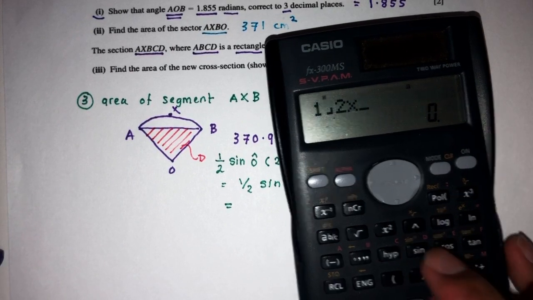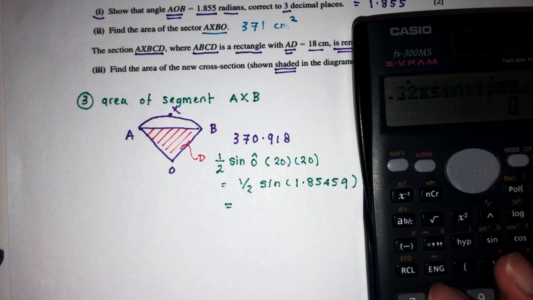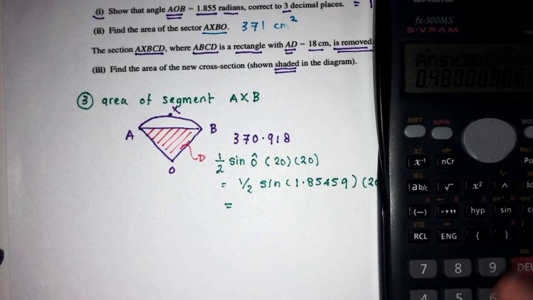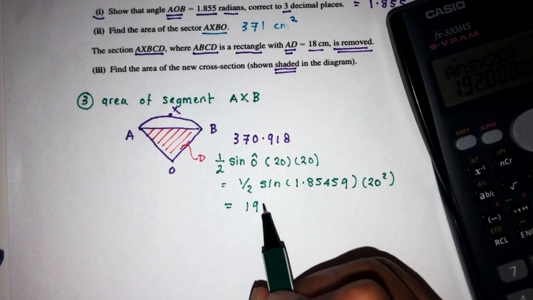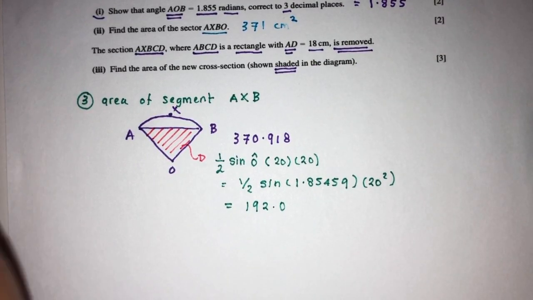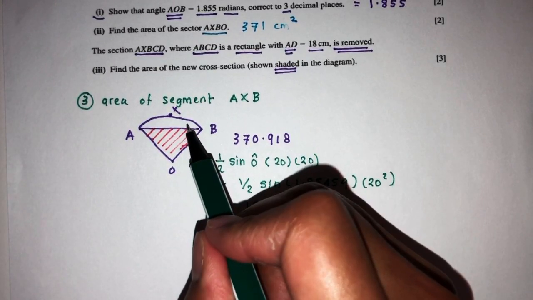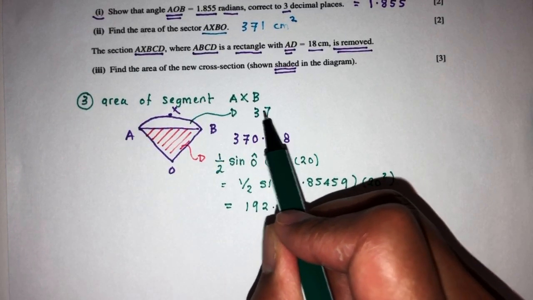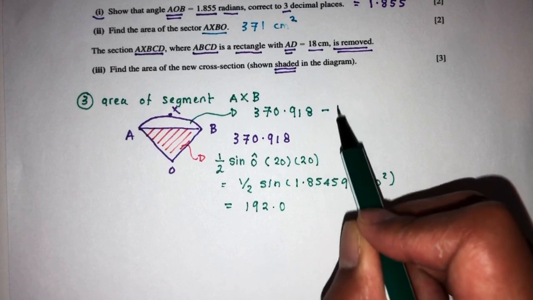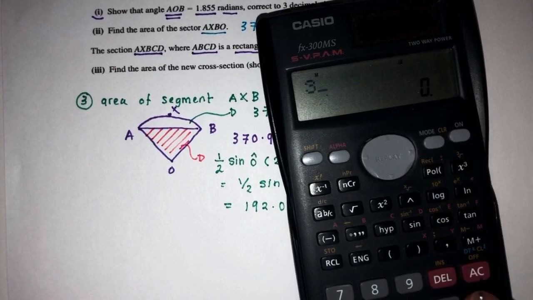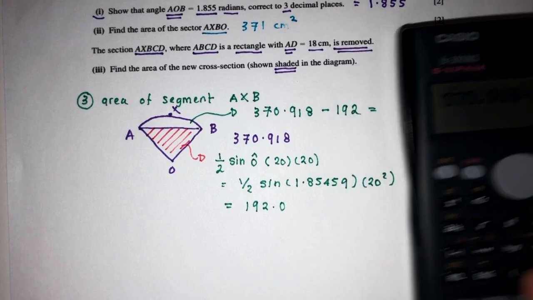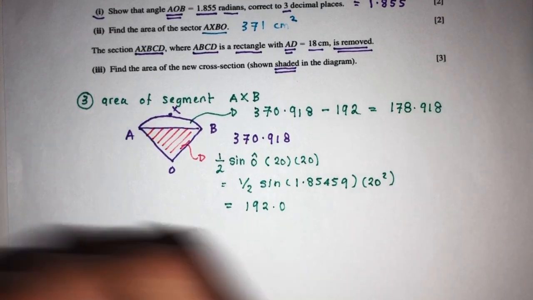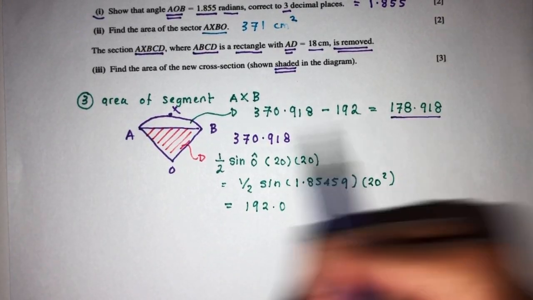So half times sine of 1.85459 times 20 squared, that should be 192.0 as the value of the triangle. Now again, we only care about the top for now. Segment AXB. The top will be the whole thing, which is 370.918 minus the area of the triangle, 192. That will be 178.918. Okay, great to know. This is the area on top.